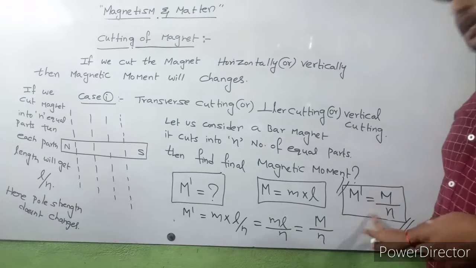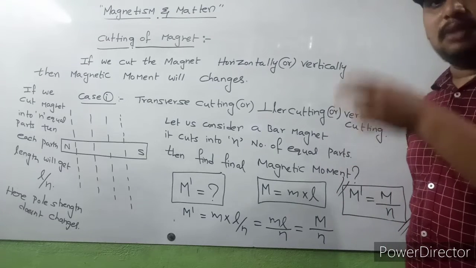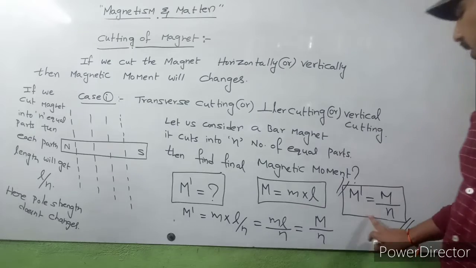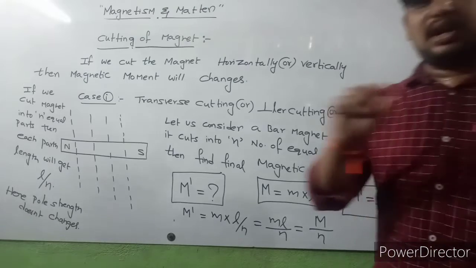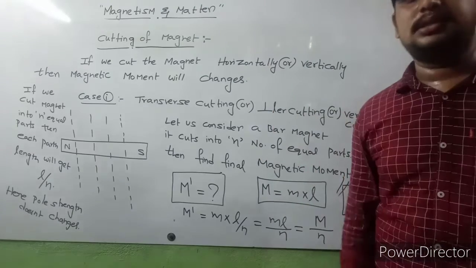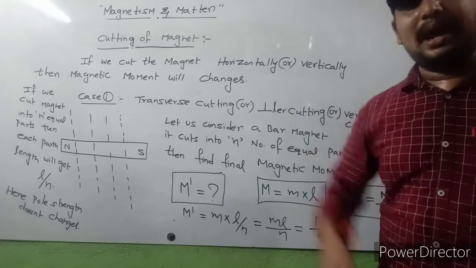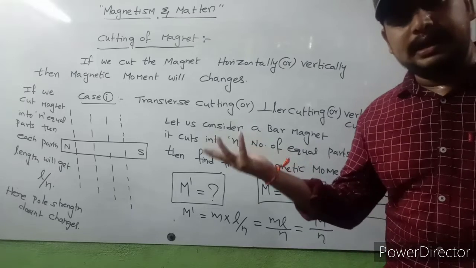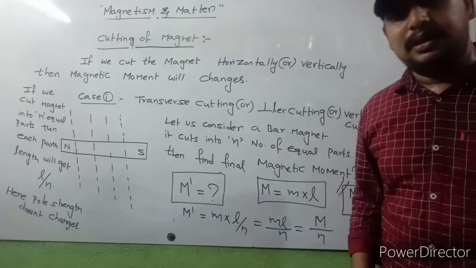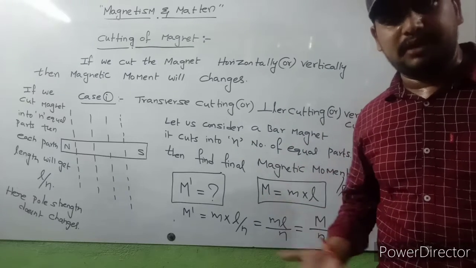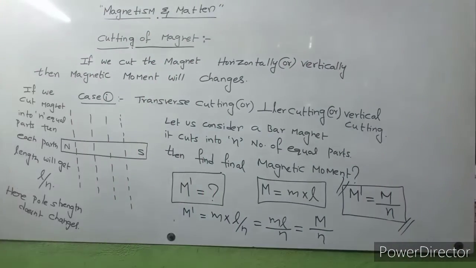So finally, if we cut any magnet in transverse manner into n equal parts, then the final magnetic moment is capital M by n. For example, if we cut the magnet vertically into 2 equal parts, then the final magnetic moment is capital M by 2. If we cut the magnet into 3 equal parts, then it is capital M by 3. If we cut the magnet into 5 equal parts, then it is M by 5. So that is the procedure for solving this type of question.